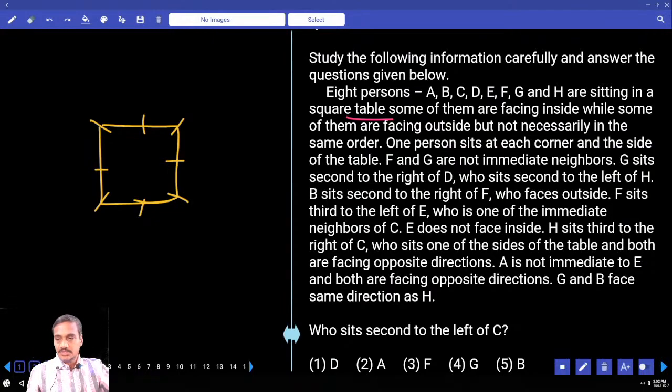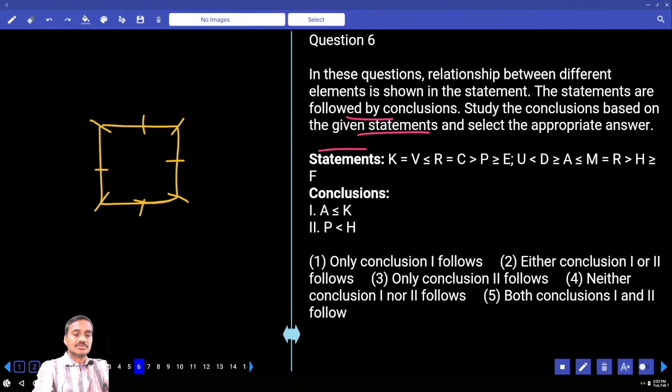But here, some of them are facing outside and some of them are facing inside. Hence this must be under the second priority. Clear? Then 1 to 5 come under the second priority. Then coming to question number 6 onwards.